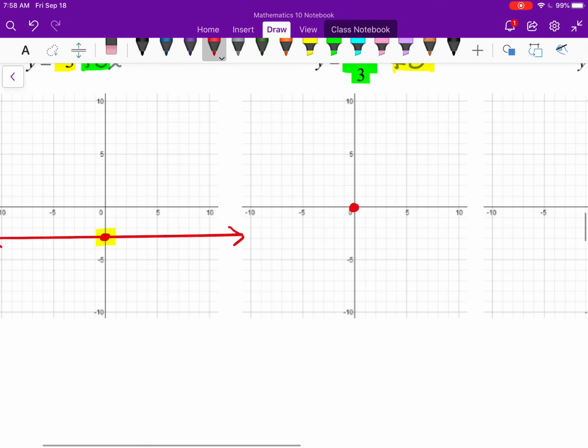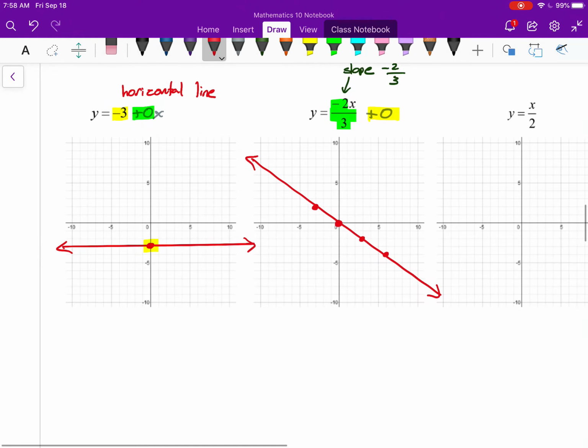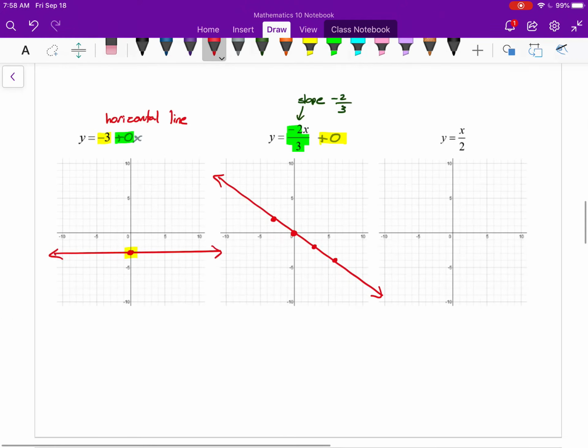I want to go down 2 over 3. Down 2 over 3. Or I can go up 2 and backwards 3. It all follows the same line. Again, to draw a line, you just need 2 points. I would generally recommend plotting more than 2. But all you really need are 2 points on a ruler to draw a line.